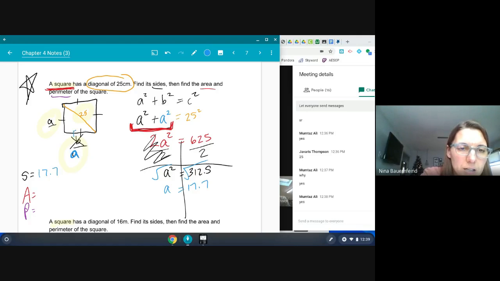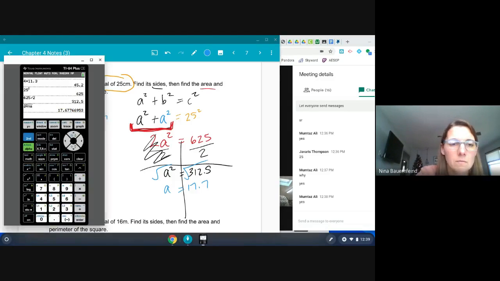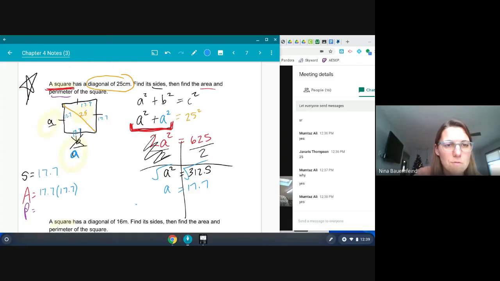So that means this is 17.7. So is this, so is this, so is this. So area is going to be 17.7 times 17.7, which is 313.29.